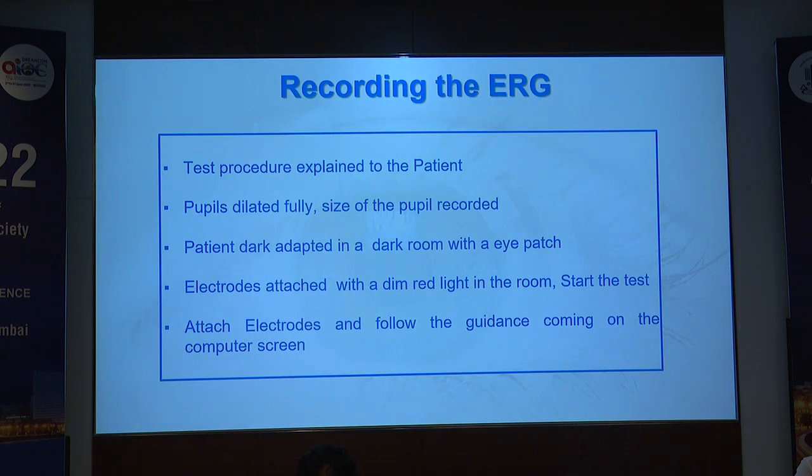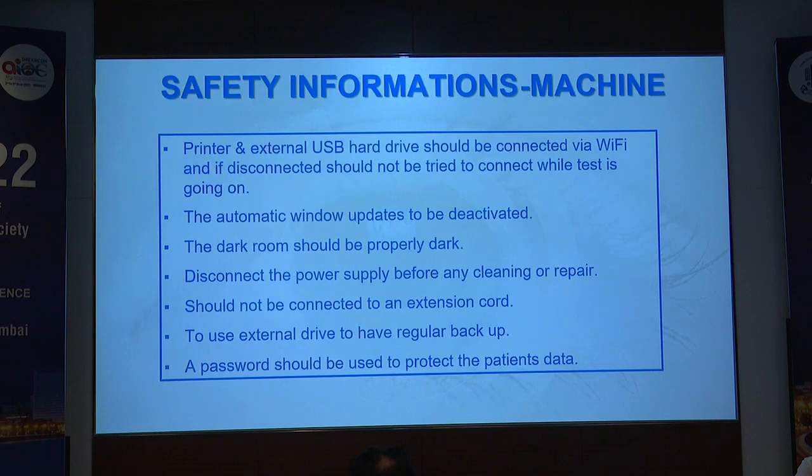For recording the ERG, the test procedure must be fully explained to the patient. As the test requires, the pupil may be dilated freely. Remember, always note the size of the pupil. Patients are dark adapted in a dark room with an eye patch, and electrodes are attached with a dim red light in the room. Then start the test. Attach the electrodes and follow the guidance on the computer screen.